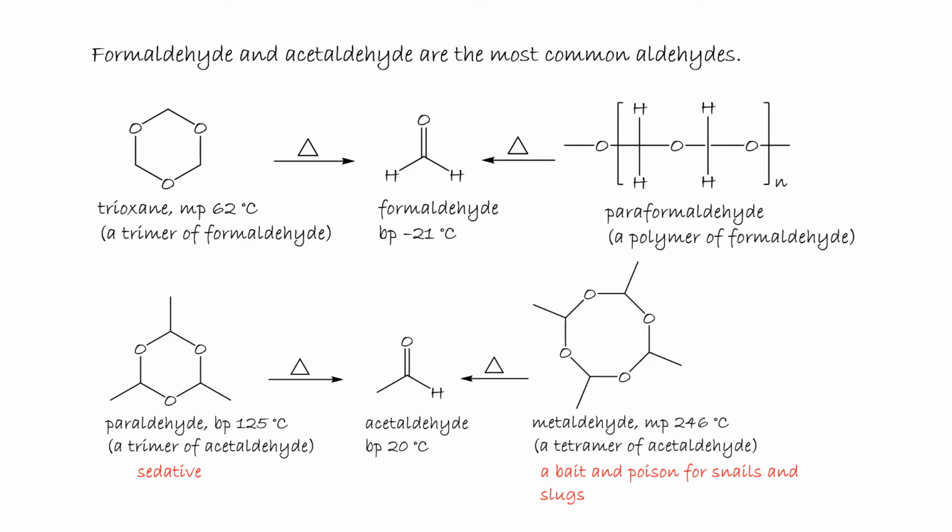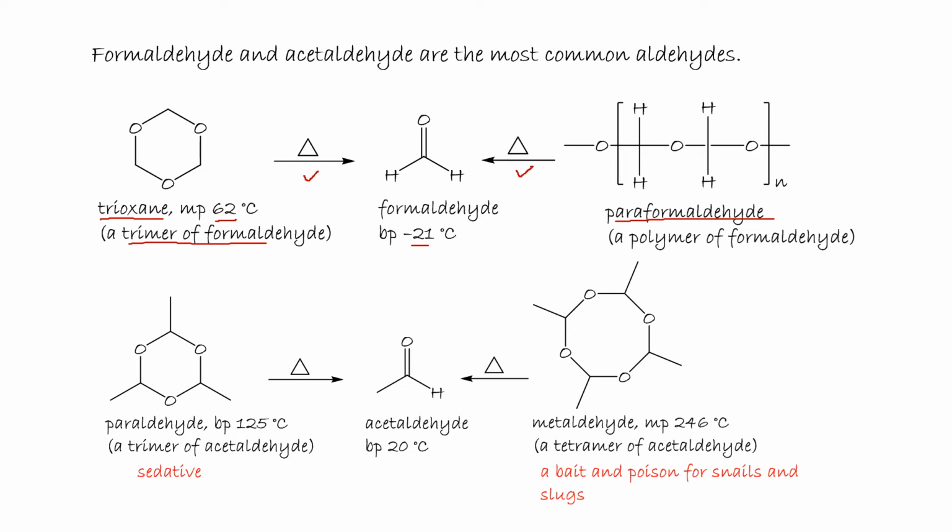Formaldehyde and acetaldehyde are the most common aldehydes. Formaldehyde is a gas at room temperature. Its boiling point is minus 21 degrees Celsius. They handle it as formalin solution, an aqueous solution of formaldehyde. But if you would like to get it dry, you can get it from the decomposition of trioxane, melting point 62 degrees Celsius, a trimer of formaldehyde, or from a linear polymer called paraformaldehyde, again by heat decomposition.